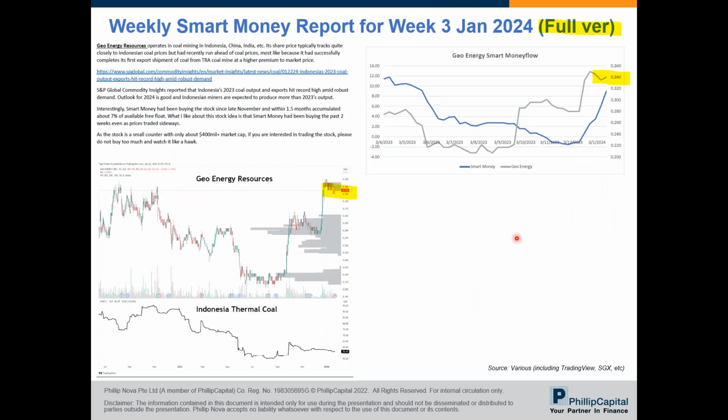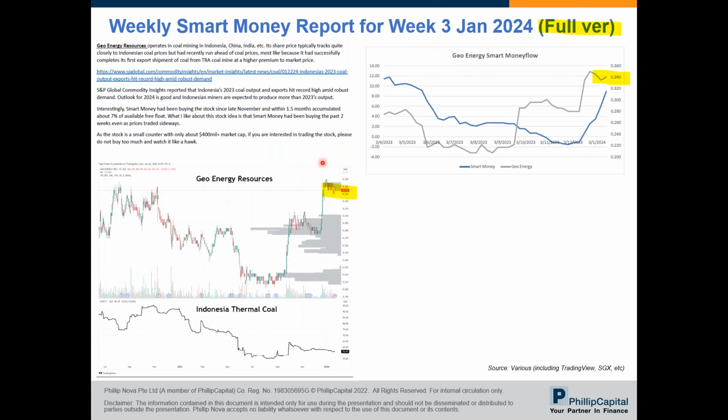In fact, in my smart money report for my client, the full version that I sent for the week 3 Jan 2024 report, just take note of this full version here. Later I'll explain more what the full version is all about, because I do have another version, which is the STI version. But back to this report for week 3 of Jan.